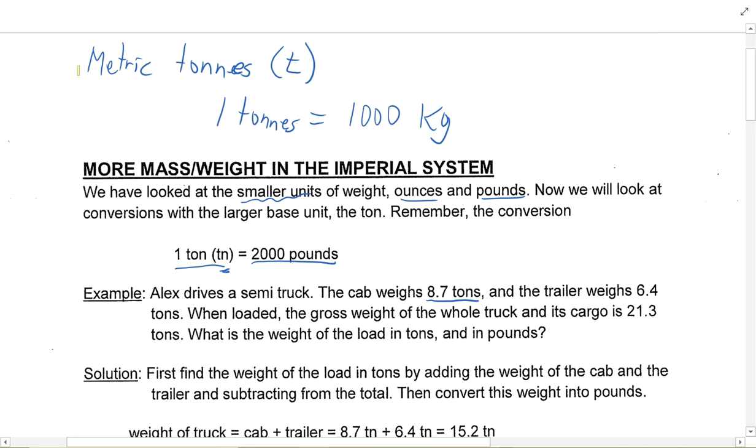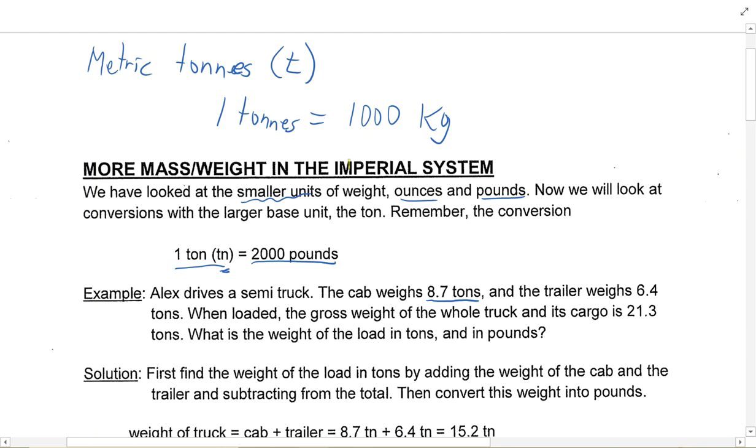Now that's different than the metric system, which is tonnes. Tonnes is spelled differently, and I say it differently, although really it's just called tons. But I say tonnes so that you know this is the one I'm talking about. In the metric system, 1 ton is 1,000 kilograms, and that's because the metric system rules. In the imperial system, 1 ton is 2,000 pounds. So it's quite a bit.